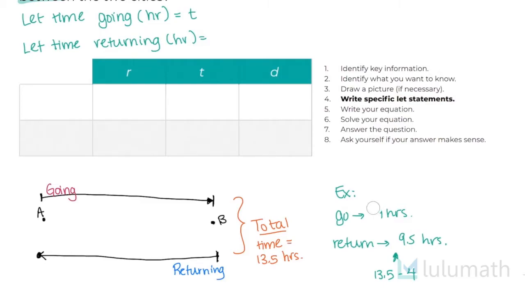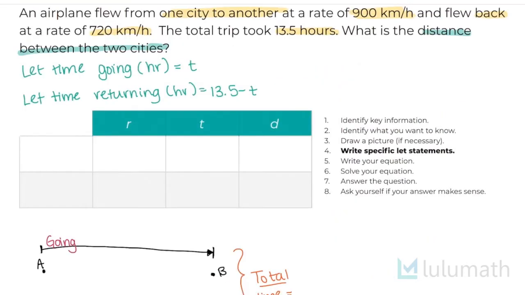So our issue is that we don't know how many hours it took to go, which is why we called it T. So for how long it takes to come back, instead of 13.5 minus 2 or 13.5 minus 4, it's 13.5 minus T. So that will be our let statement for our time returning, okay? And we're going to organize all of our information here in our chart. So going, we know that the plane was flying at a rate of 900 kilometers per hour. And we know that the time, we called the time going, is called T.